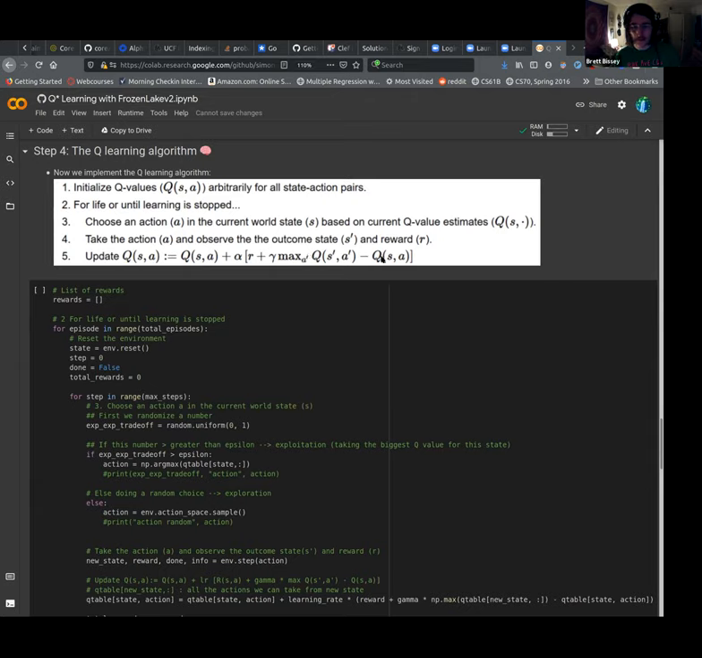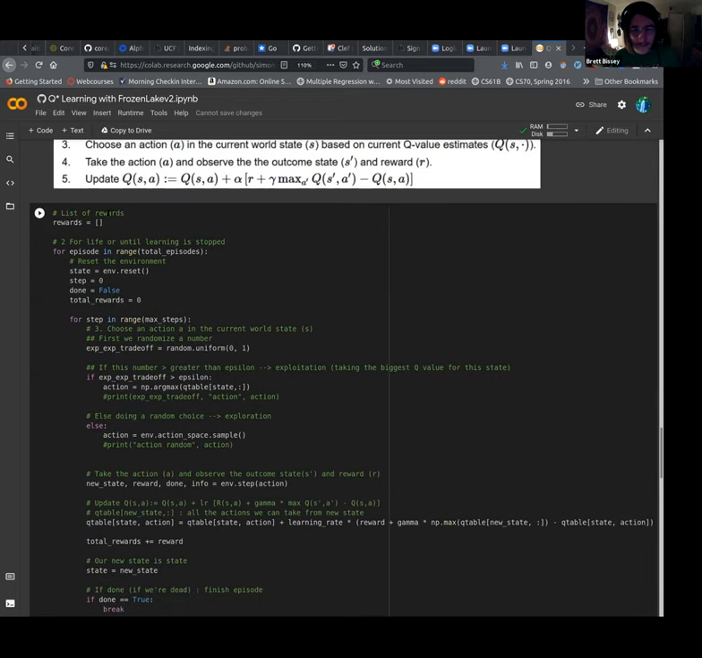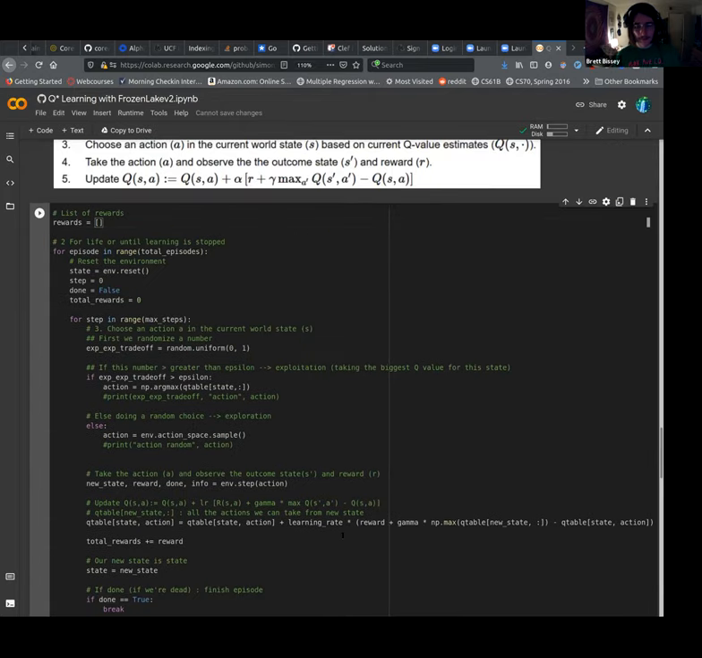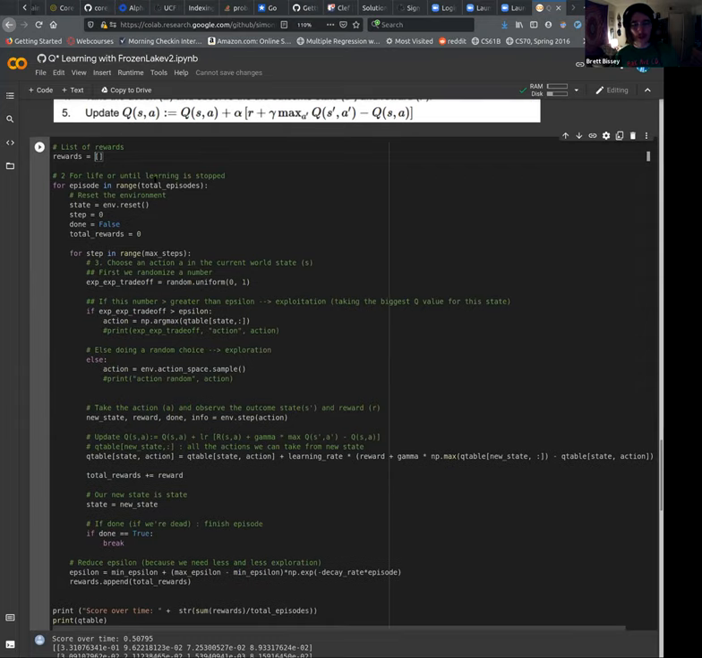A lot of times there's a lot of really awful looking equations like this in reinforcement learning, but you can try to figure it out semantically and gloss over it. List of rewards. So we're keeping track of our rewards, I guess. So for episode in total episodes, this is like 2000 episodes. We reset the state at the beginning. We set done to false. And this is very similar for most reinforcement learning episodes.